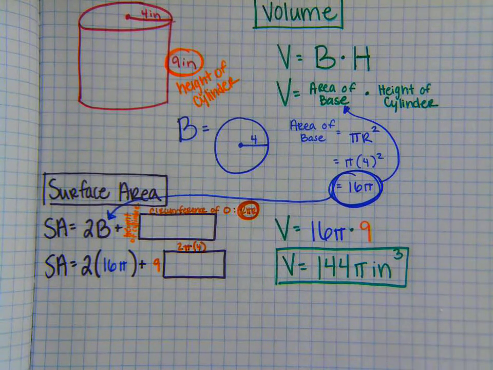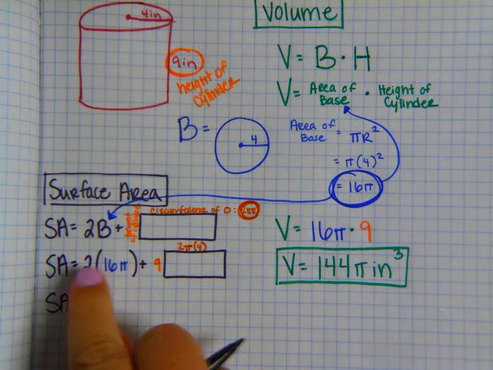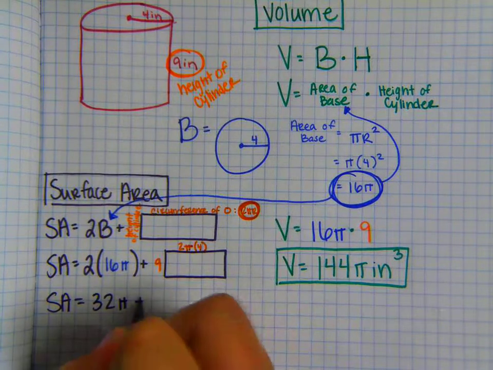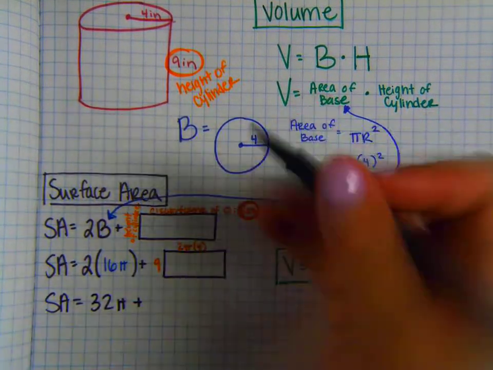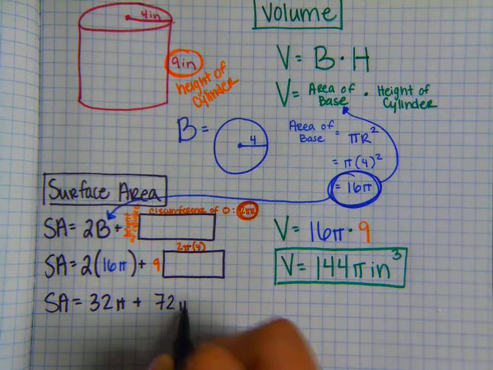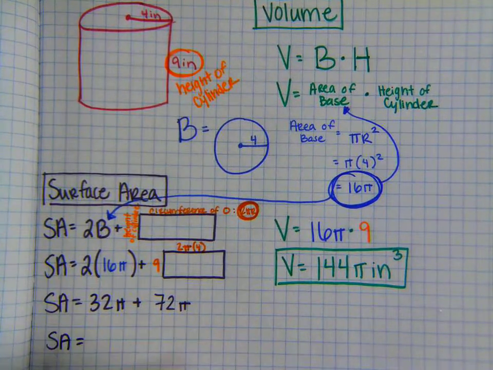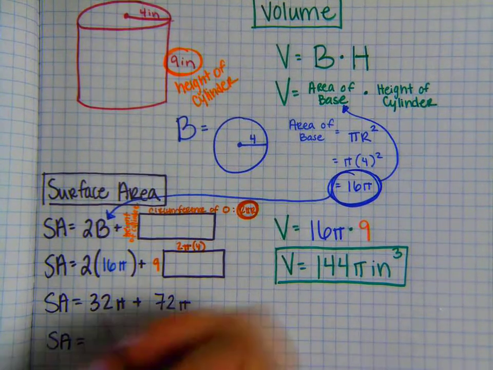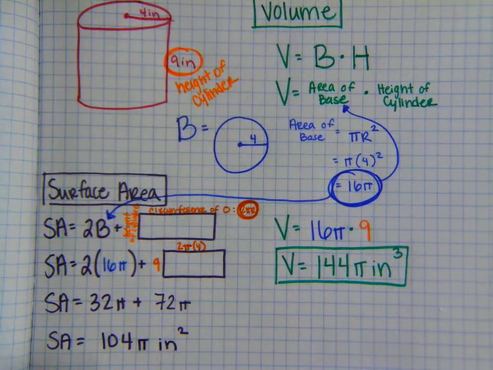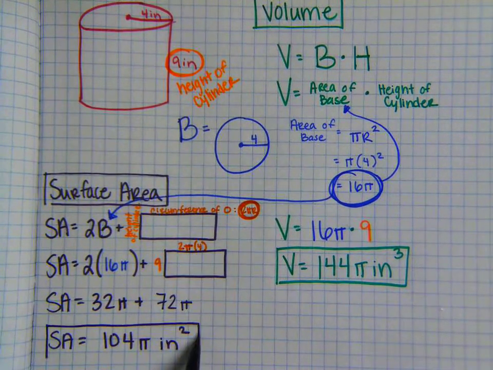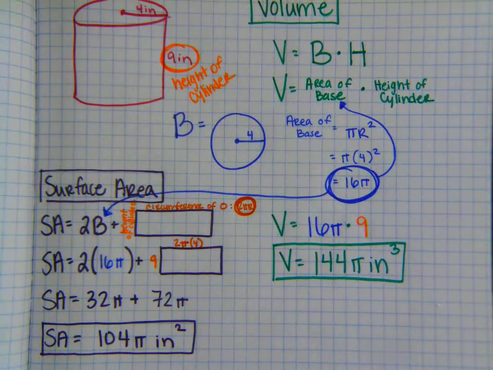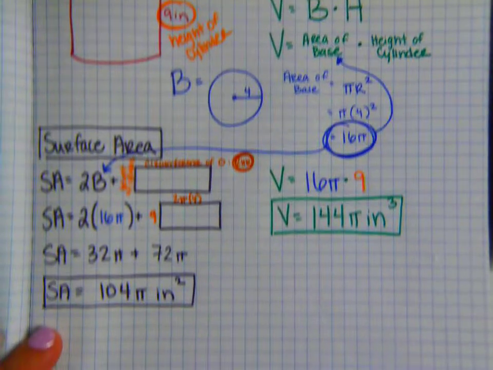So then we multiply those values out. So surface area, 2 times 16 is going to be 32 pi. Plus, and we multiply this. So this is 8 pi times 9, which will be 72 pi. So the surface area will be 104 pi inches squared. And it's squared because area is in the second dimension. Okay? So I'm going to have you do an example, finding the volume and surface area.